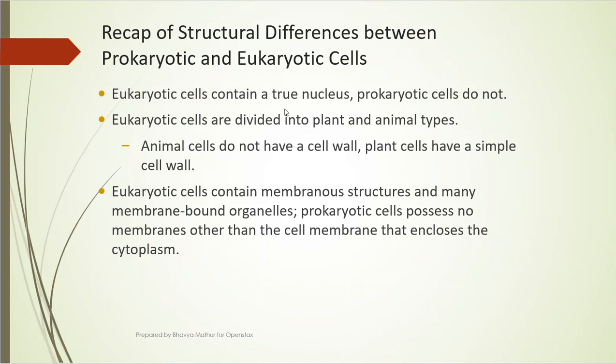Eukaryotes, we've got a nucleus. Prokaryotes don't. Eukaryotes, we've got plant and animals and other types. The animals don't have a cell wall, and plants have one, but it's different, of course, from the bacteria. Eukaryotes have those membrane-bound organelles. Prokaryotes have no membranes other than the membrane that surrounds them.